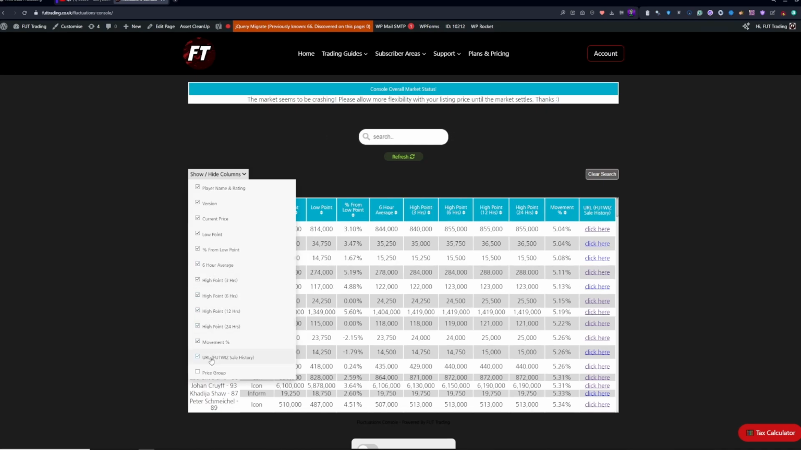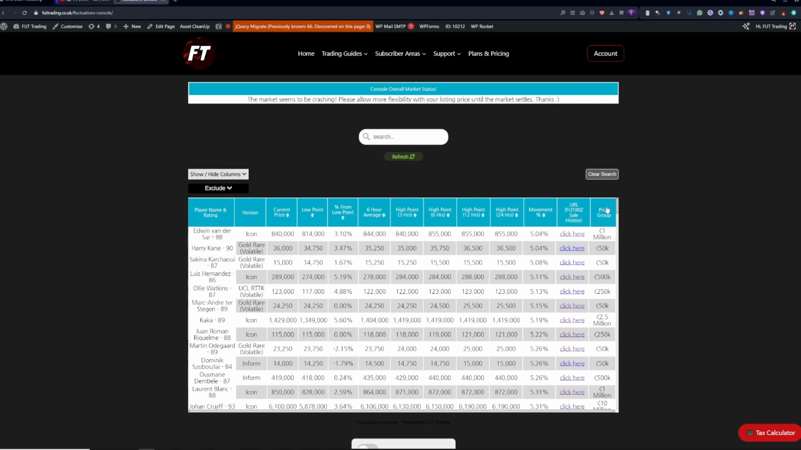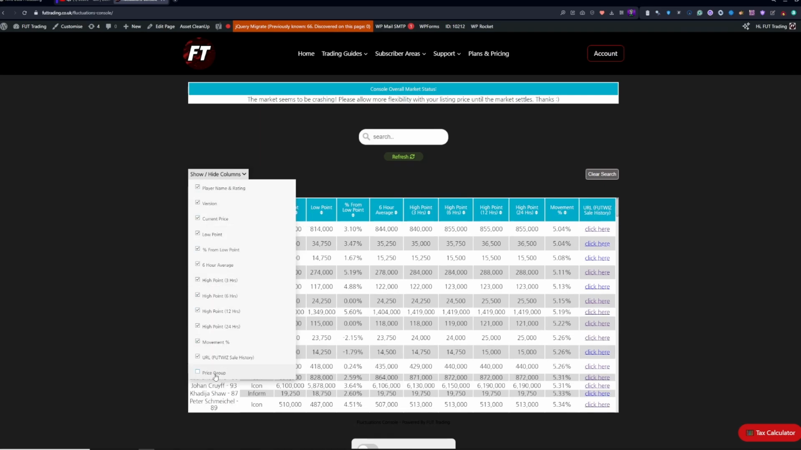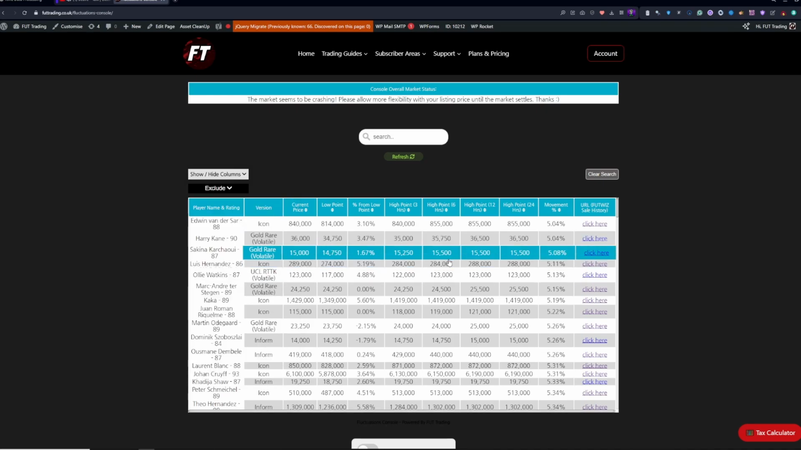Now if you wanted to, there's a show and hide columns option, so you can take away stuff. By default, your page will look like this when you first load onto it. Now I like to take away the price group because I do not feel you need to have this one visible at any time. And you don't need to have the 6 hour average. You can change this to what you want, but these are the two that I personally take away, alright?